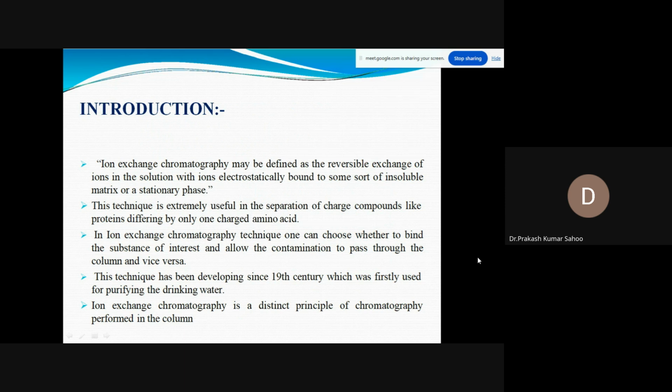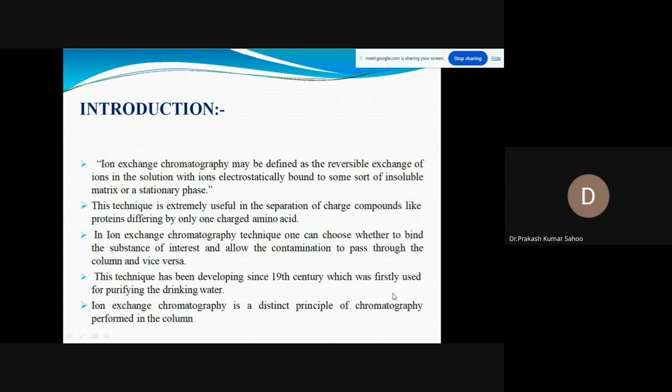The technique has been developing since the 19th century, when it was first used for purifying drinking water. And this technique is very commonly used in large scale demineralized water plants. Ion exchange chromatography is a distinct principle of chromatography performed in a column.